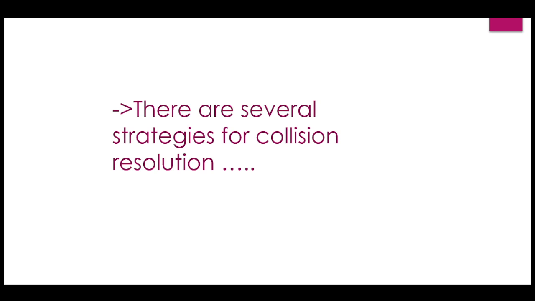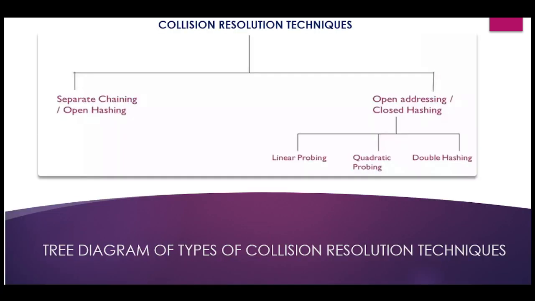There are several strategies for collision resolution, but mainly they are divided into two types: separate chaining and closed hashing. Separate chaining is also known as open hashing, and closed hashing is also known as open addressing. Open addressing is again subdivided into three types: linear probing, quadratic probing, and double hashing. This is a tree diagram of types of collision resolution techniques. There are many, but these are the main.